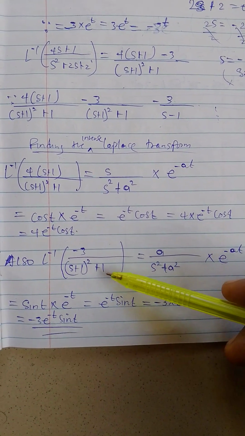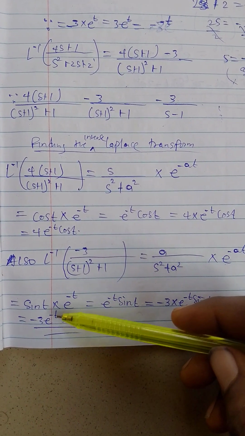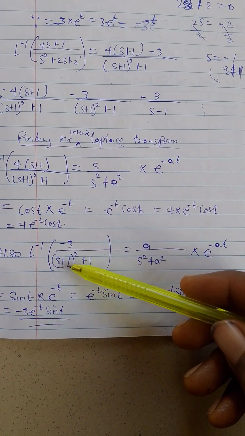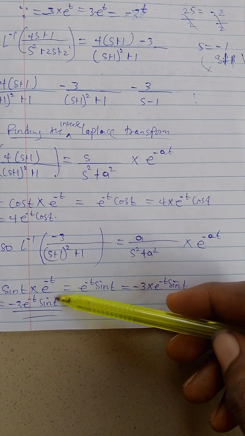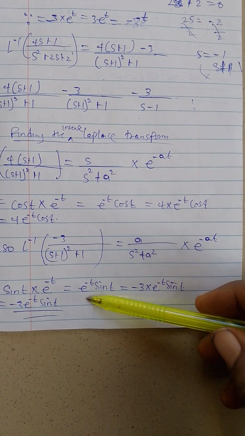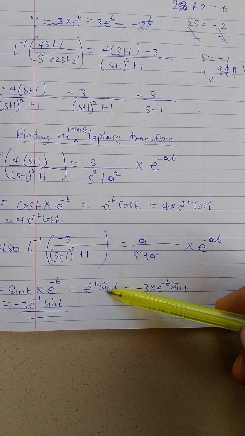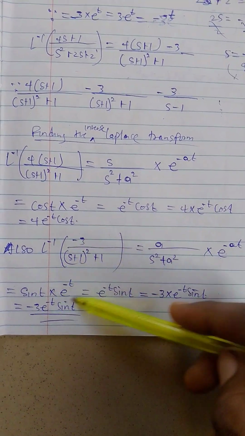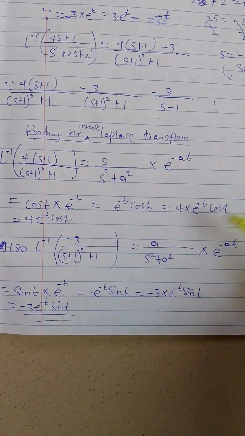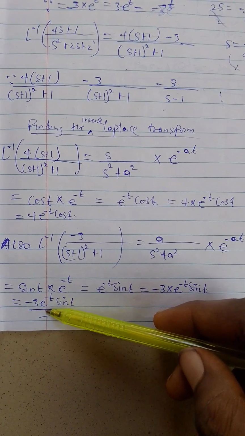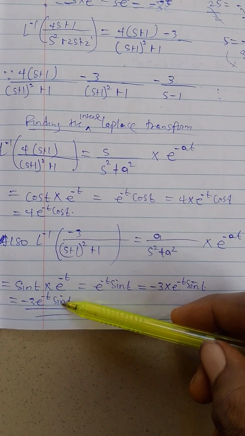So now a is square root of 1, which is 1. That is sine t times e raised to minus t, which is equal to e raised to minus t sine t. Now remember always know that this is being multiplied by minus 3. This is minus 3 now. So I go minus 3 times this will give you minus 3e raised to minus t sine t.